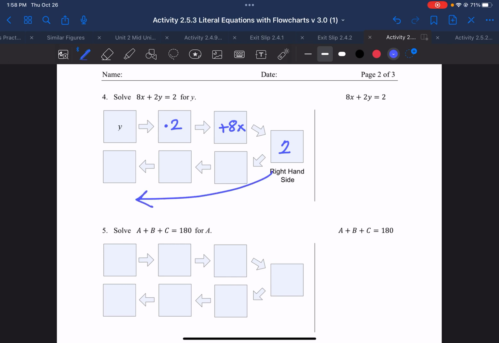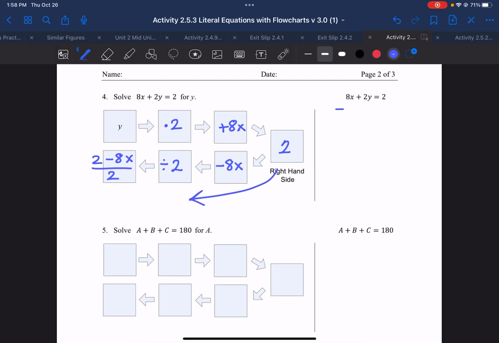Going this way, we're going to do the opposite. So subtract 8x and divide by 2, and we'll be left with, let's see, 2 minus 8x divided by 2. And let's see what it looks like using algebra. So we're going to remember we're doing these steps here.